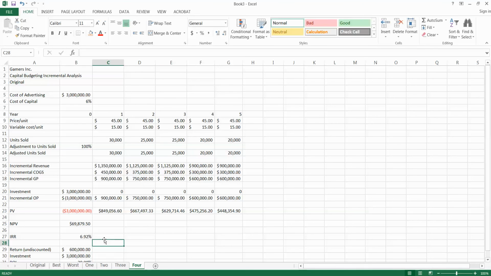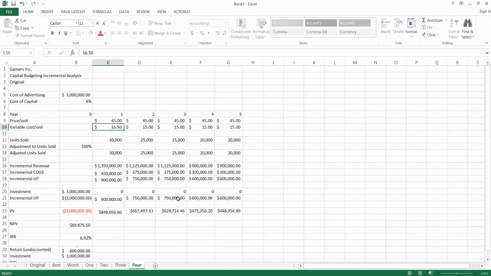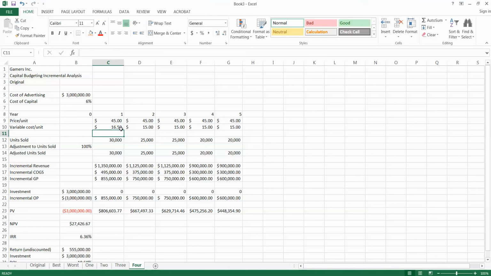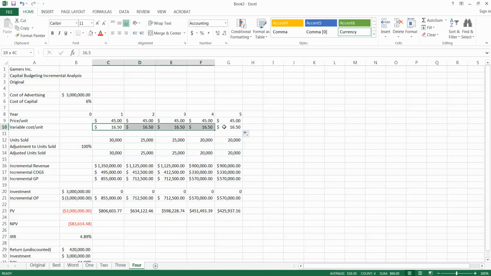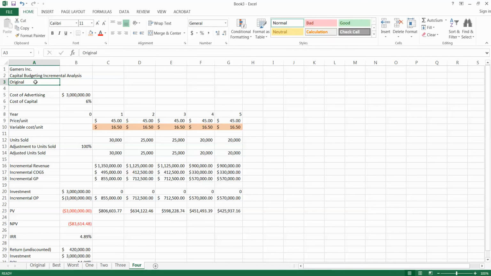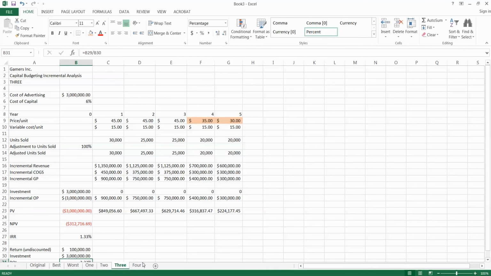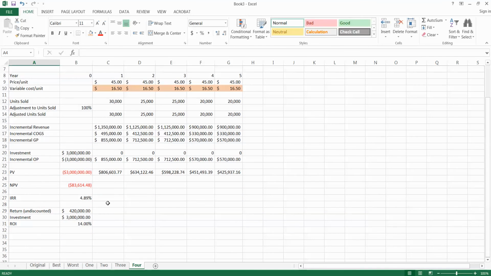And finally, number 4, sensitivity 4, we're going to take our incremental variable cost to 1650. And we're going to take that right across here. Let's highlight it so we know what we changed in orange. And let's go ahead and label this 4, so we know when we print it out what we're working with. I'm making sure I labeled it 3. Yep. All right, and here we go.